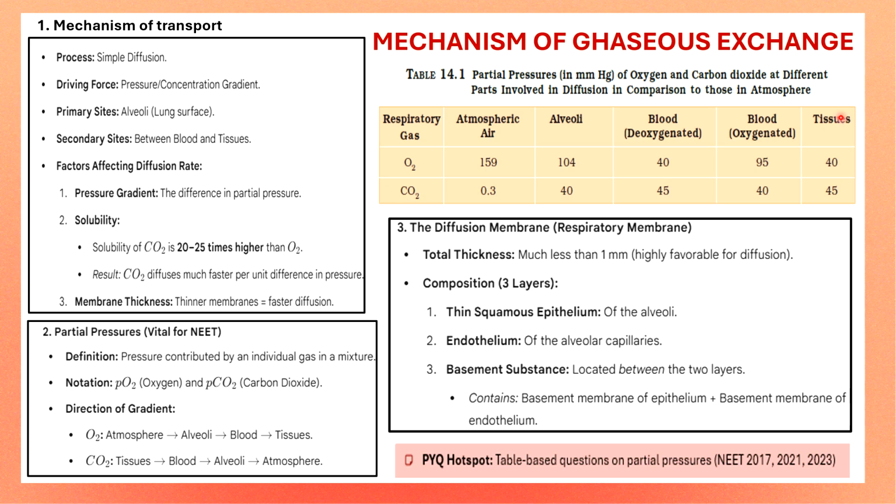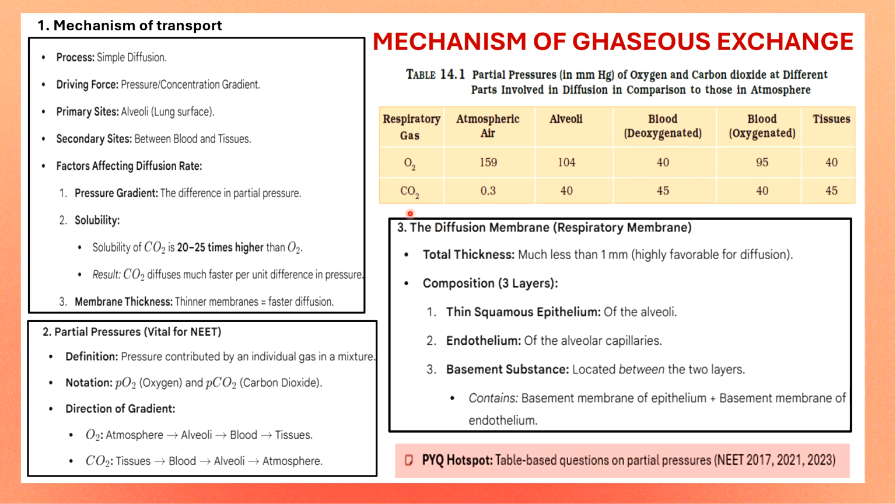Why? Because deoxygenated blood will come from the tissues. So 159 in air, then it goes to alveoli, that is 104, then it goes to the blood, where it becomes 95. The blood which comes from the tissues will have a partial pressure of 40, and that is deoxygenated. So deoxygenated blood will also have 40 partial pressure.